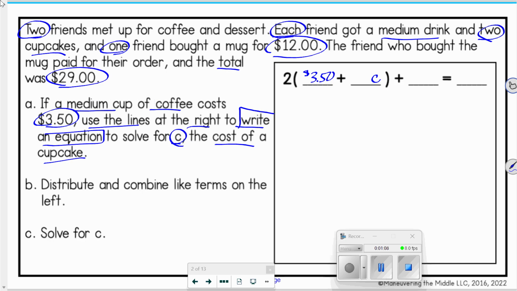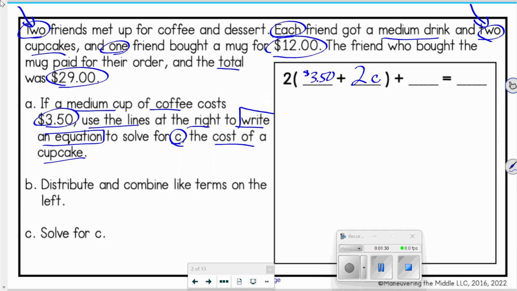Come on, guys, one at a time. You're already multiplying by 2. Each friend, 2 friends and then each of them. Well, then how come you wrote C? 2C, because it's 4 cupcakes total.